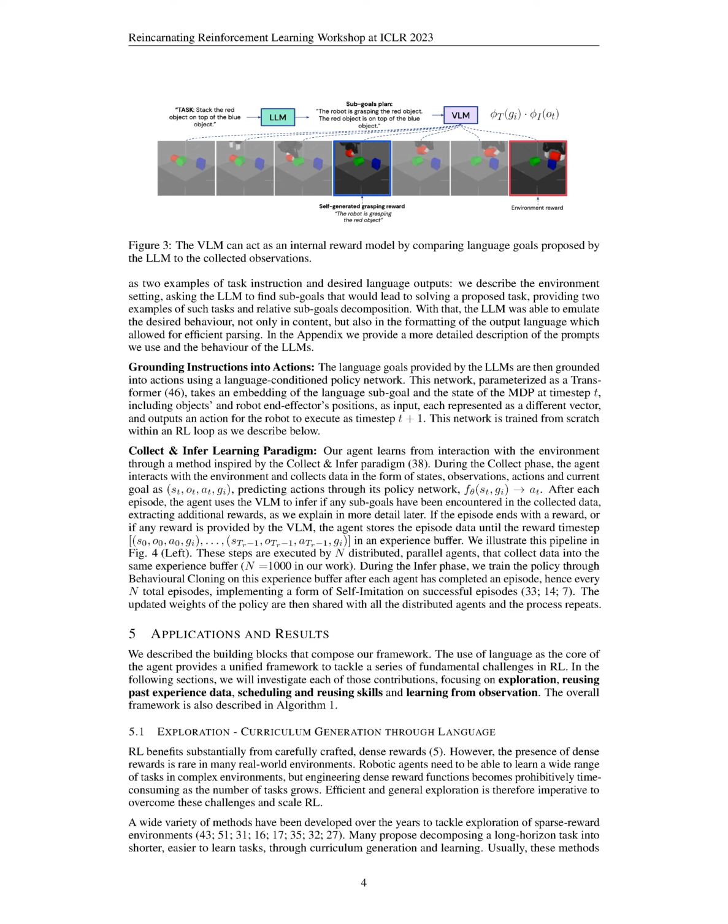If the episode ends with a reward, or if any reward is provided by the VLM, the agent stores the episode data until the reward time step in an experience buffer. During the infer phase, we train the policy through behavioral cloning on this experience buffer after each agent has completed an episode. The updated weights of the policy are then shared with all the distributed agents and the process repeats.